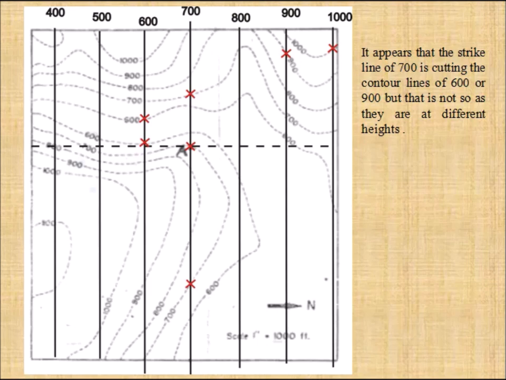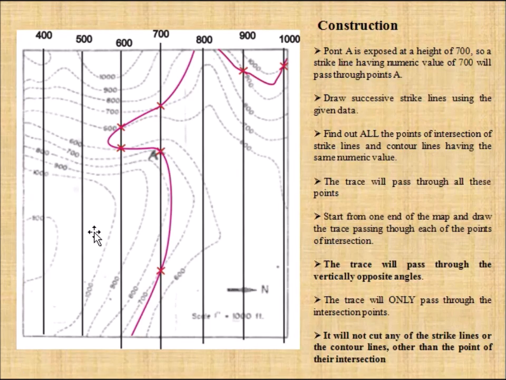Next, we'll try to join these points, and there's a methodology which we have to follow. In the construction, I have given that point A was exposed at a height of 700, so a strike line having numeric value of 700 will pass through point A. This I have already told. So we draw successive strike lines using the given data and find out all the points of intersection of strike lines and contour lines having the same numeric value. This is a very, very important aspect, because most often people intersect strike lines having different numeric values with the contour lines, and that ends up in faults in the map. Now the trace will pass through all these points which we have marked out.